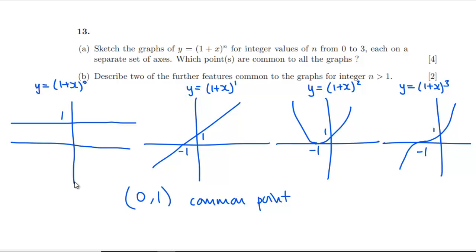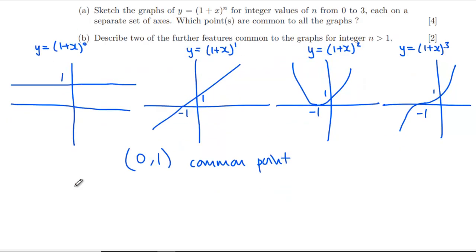Describe 2 of the further features common to the graphs for integer n greater than 1. Right. Well, I suppose in that case we could say they're all going to go through the point minus 1, 0. So they all go through minus 1, 0. What else could we say about it? We could say that the gradient is greater than 0.